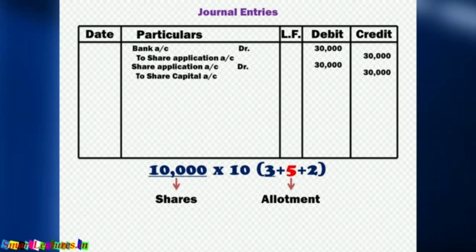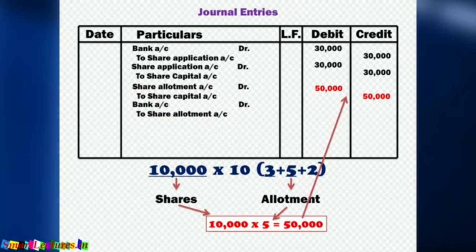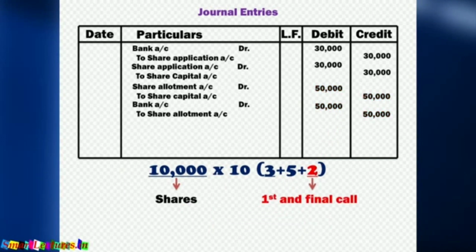Now this is the turn of first and final call. This is the final installment, last installment. So we are using the term final. So it is share first and final call. So first transfer entry and then receipt entry. So the journal entries will be share first and final call account debit to share capital account, then bank account debit to share first and final call account. The amounts will be 10,000 into 2, 20,000 rupees for both of them.